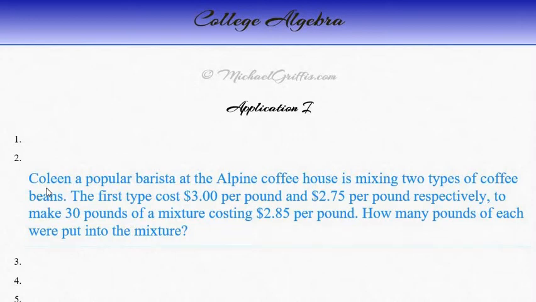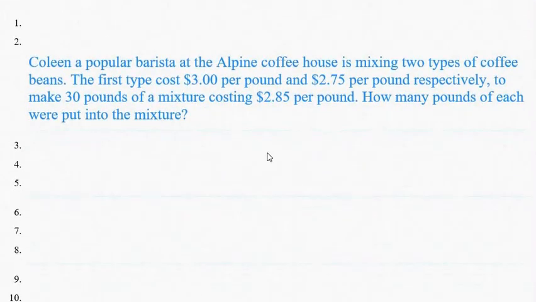Okay, in this application problem it reads, Colleen, a popular barista at an Alpine coffee house, is mixing two types of coffee beans. The first type costs $3 per pound and $2.75 per pound respectively. To make 30 pounds of a mixture costing $2.85 per pound, how many pounds of each were put into the mixture? So let's draw a picture.